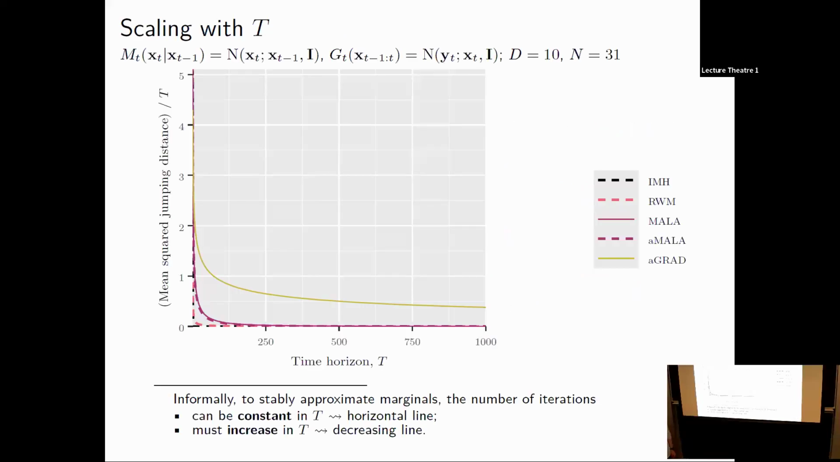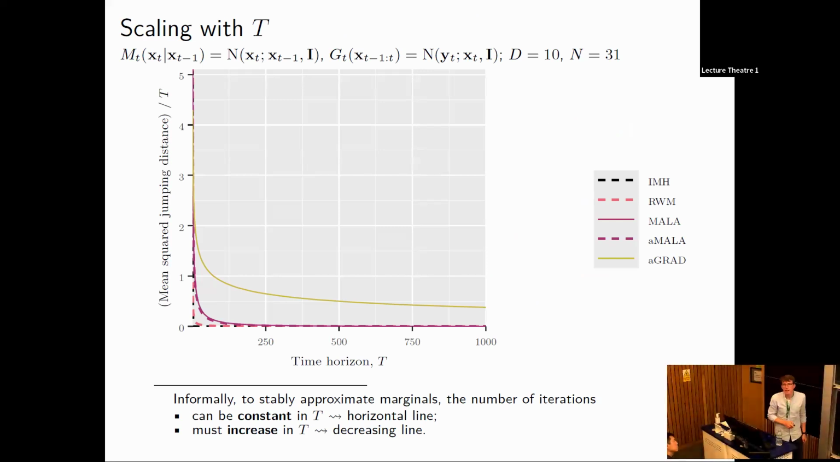So this is now the same model, but now I'm fixing the state dimension d, and I'm varying the time horizon T here. On the second axis, I'm dividing the mean square jumping distance by T. If you had a horizontal line here, it would mean that you can keep the number of MCMC iterations fixed in the time horizon, which for none of these MCMC algorithms we can do. Again, because they don't really exploit the model structure.